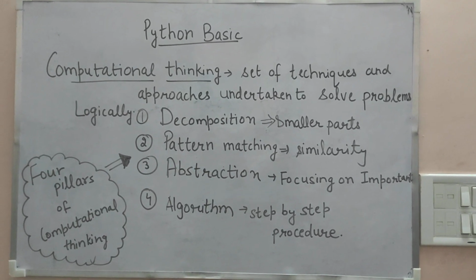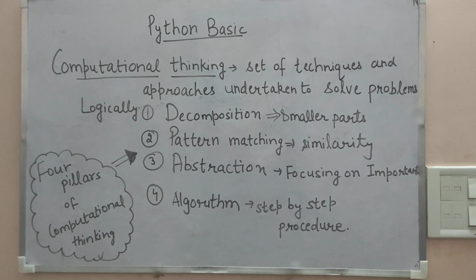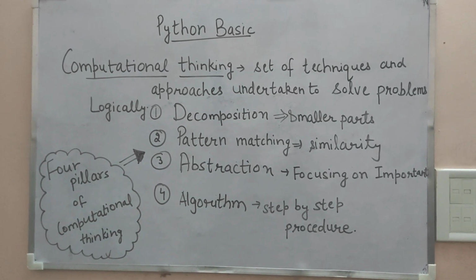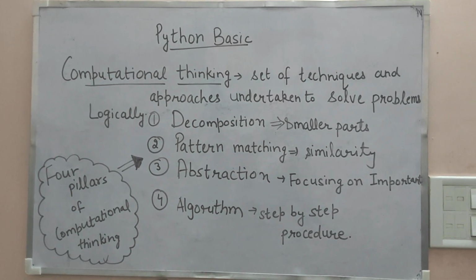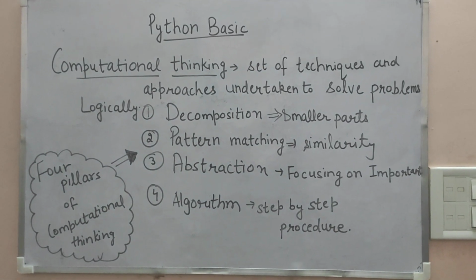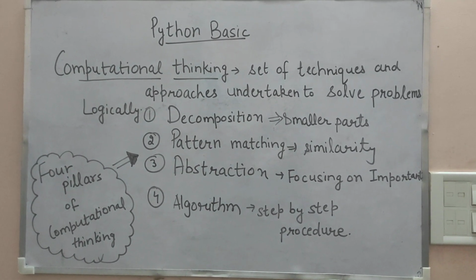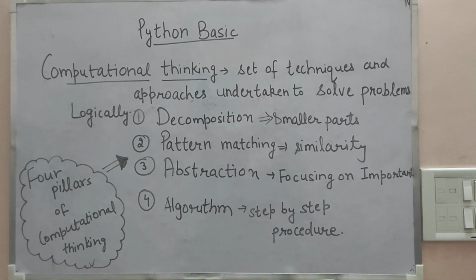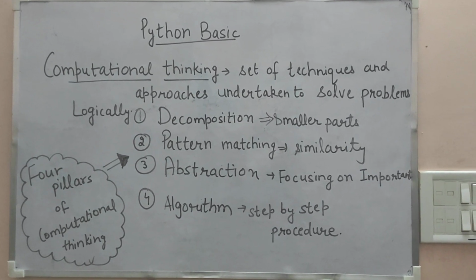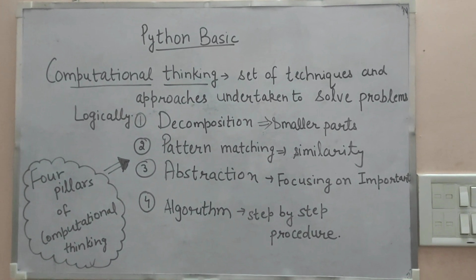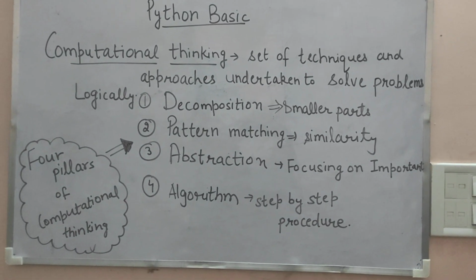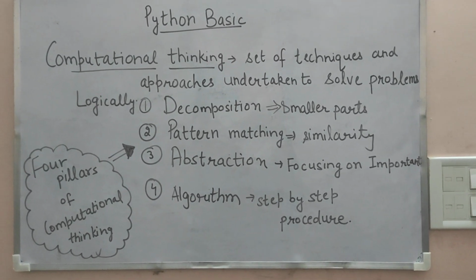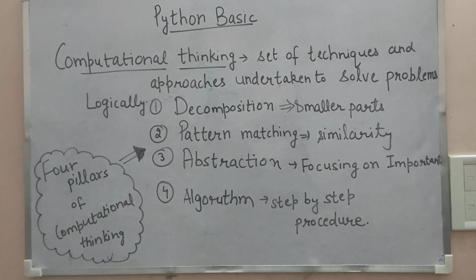So computational thinking is basically a set of techniques and approaches undertaken to solve problems logically. It always takes a complex problem. Guys, remember this: whenever there is a question like what is a complex problem and how we can tackle it, then the answer is always computational thinking. And we have four pillars. The first is decomposition, the second is pattern matching, the third is abstraction, and the fourth is algorithm.